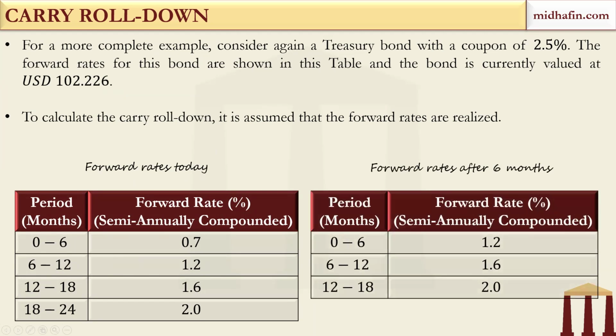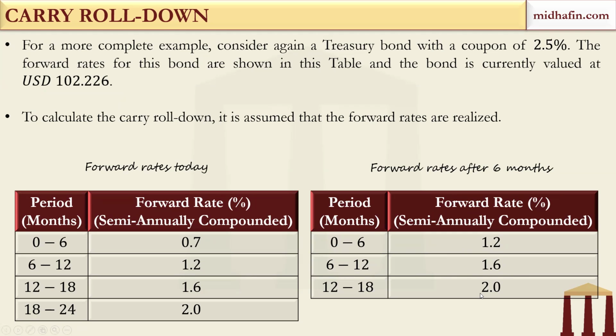6 months pass, forward rate realized means now what has happened? This is gone. So according to my analysis 6 months ago, this should be the new forward rate for the period 0 to 6 months when the 6 month period passes. Okay. So the same is true. You see 0 to 6 month is now 1.2, 6 to 12 is 1.6, and 12 to 18 is 2%. Okay. Now this is the scenario when we say forward rates are realized.